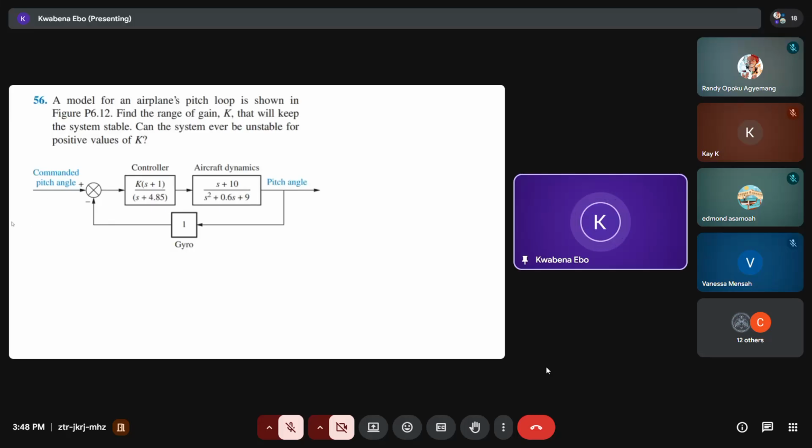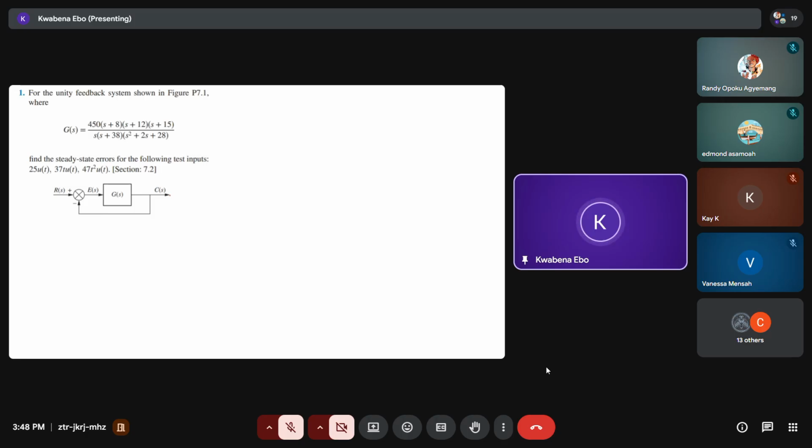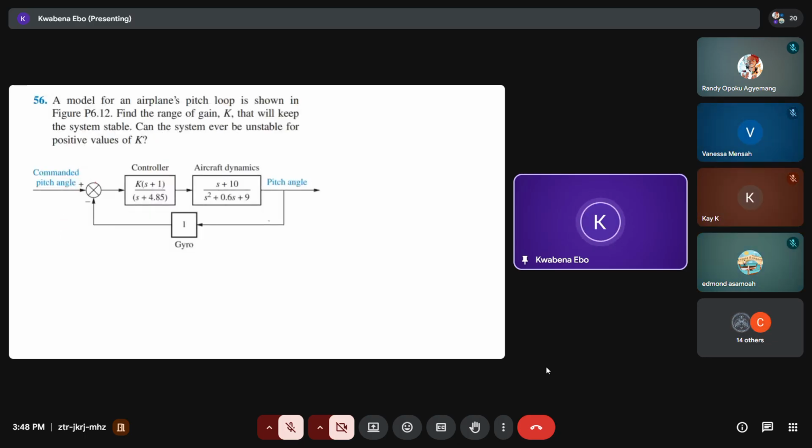So I would like us to do some questions. Let's take this question and try to solve it. You know that u(t) is step, this is ramp, this is parabolic. They said for the unity feedback system shown here, find the steady state errors for the following test inputs. First and foremost, when you just look at this, you realize that it is a type 1 system.